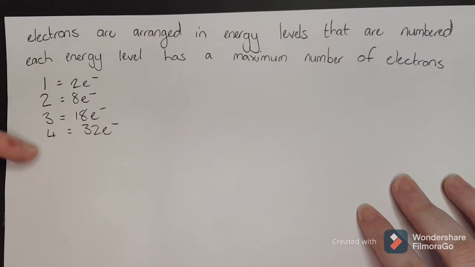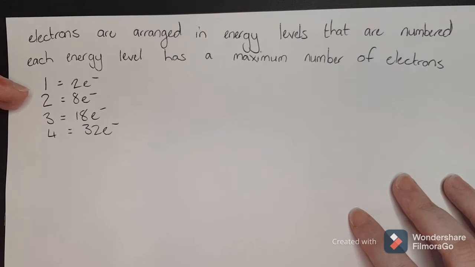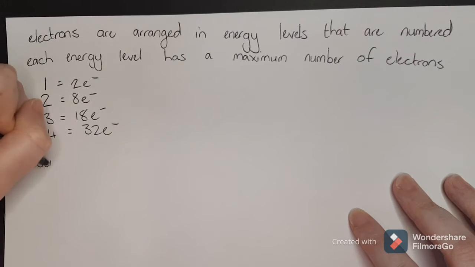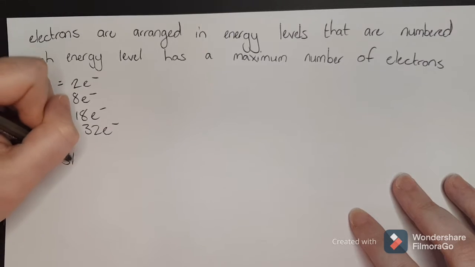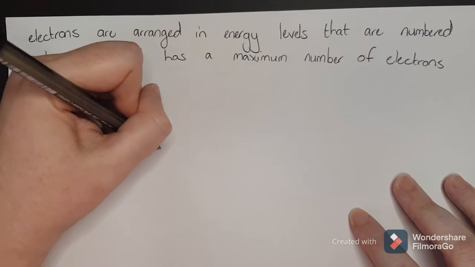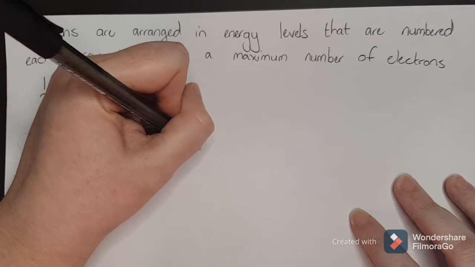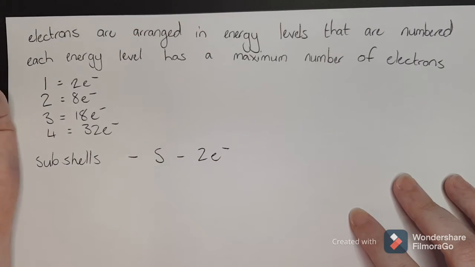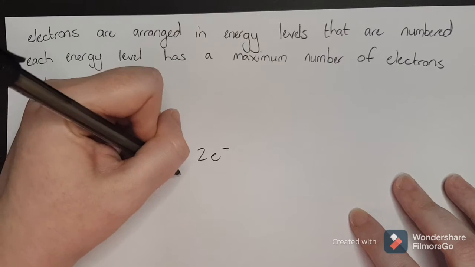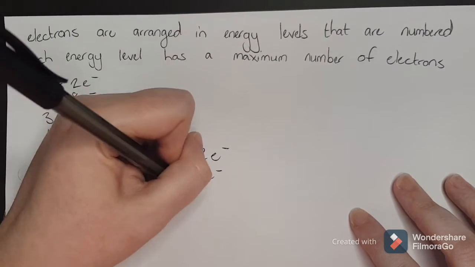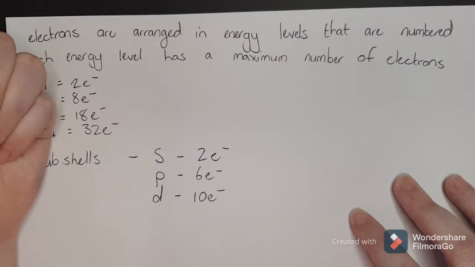So now each energy level has what we call subshells in them, and each subshell can hold its own amount of electrons. So subshells are usually lettered instead of numbered. So we have an S subshell, which can have 2 electrons, P subshell, which can have 6 electrons, and D subshells, which can have 10 electrons.